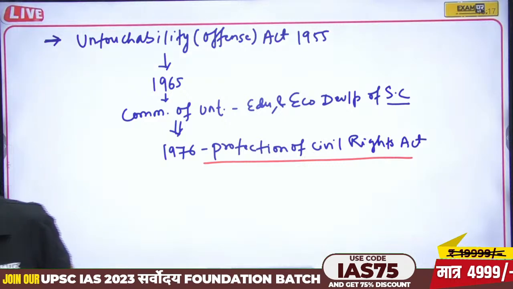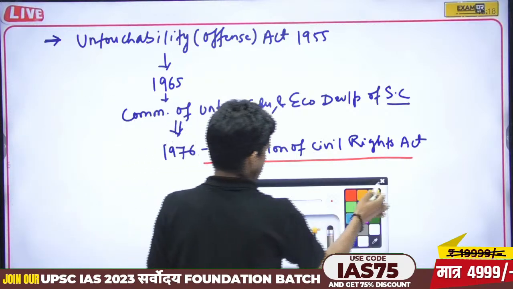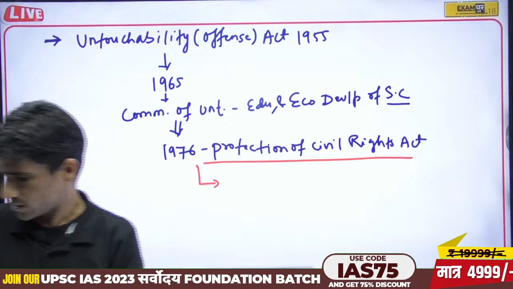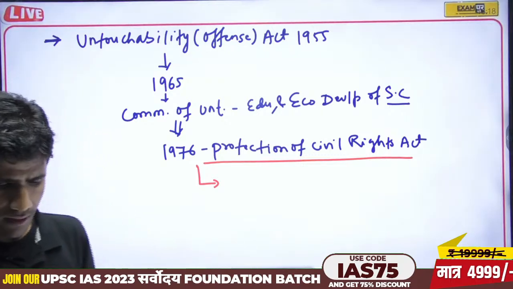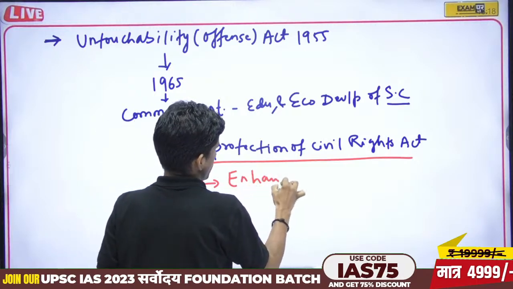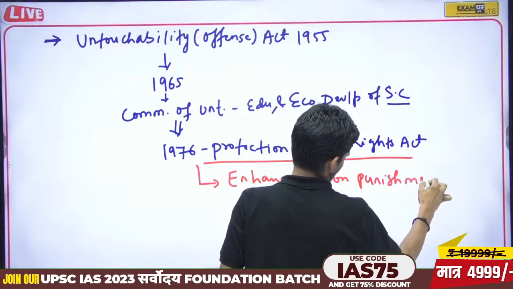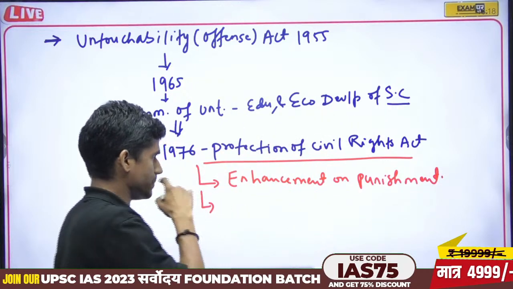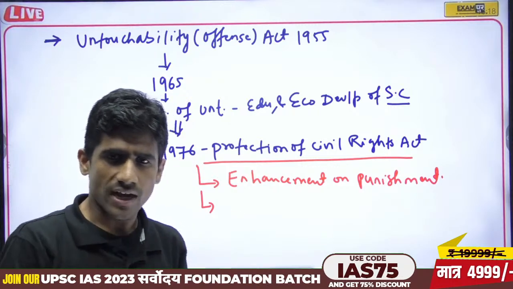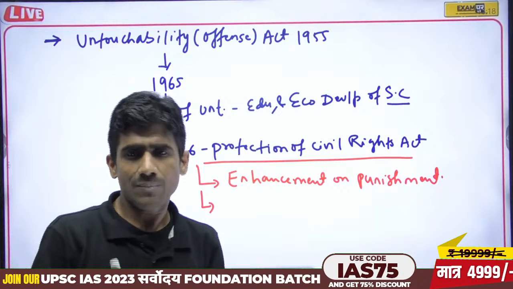There are some updated, robust provisions. So what are the provisions in the Protection of Civil Rights Act? That is the question. In this Act, we have some updated punishment provisions. First, there is an enhancement of punishment. The punishment was very light in the former act, but when it was replaced with the Protection of Civil Rights Act, we got more concrete punishment provisions.